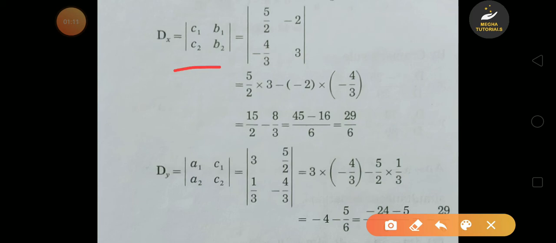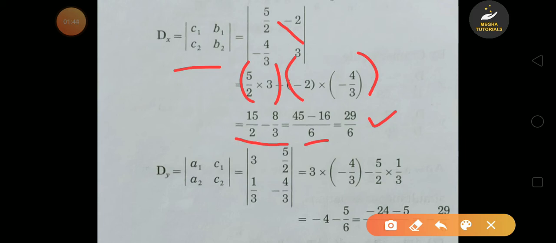After putting the values we get 5 upon 2, minus 4 upon 3, and minus 2 into 3. We have to start from 5 upon 2. So 5 upon 2 into 3, minus 2 into minus 4 upon 3. After solving we will get 15 upon 2 minus 8 upon 3. The LCM of 2 and 3 is 6. So using the LCM we get 45 minus 16 upon 6, which is 29 upon 6.